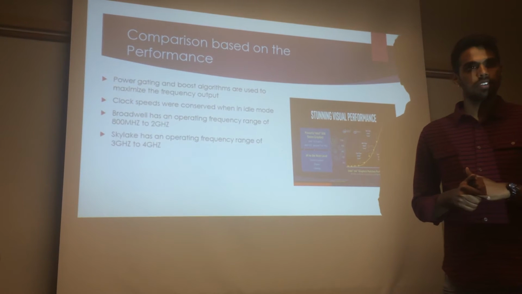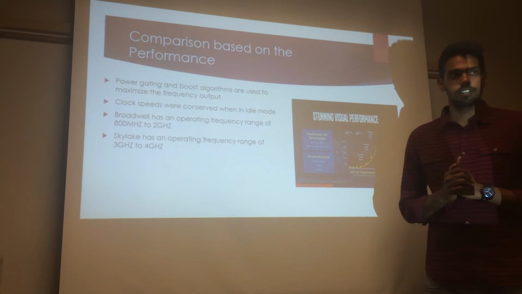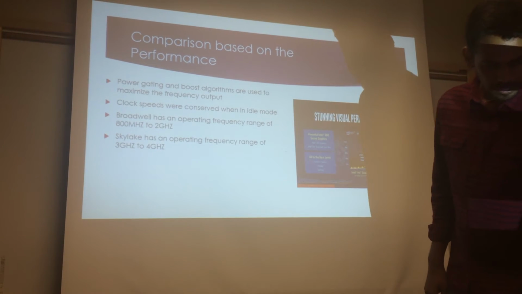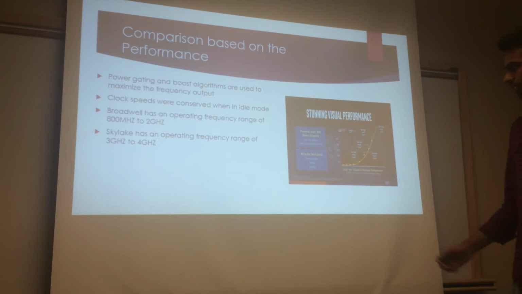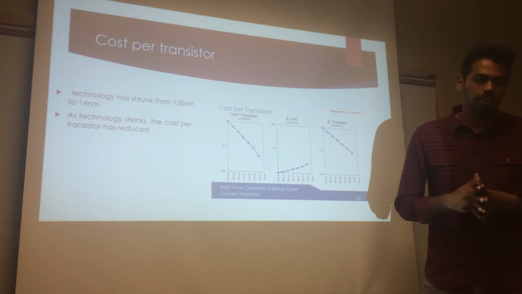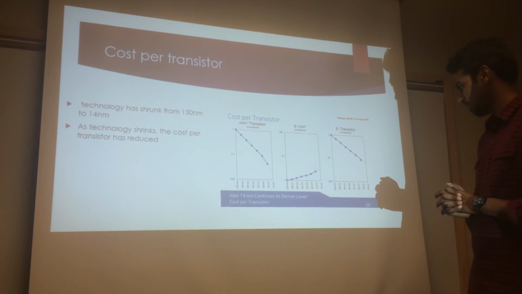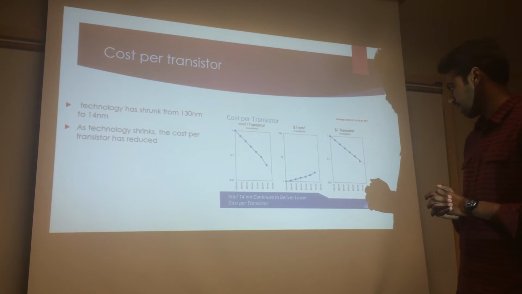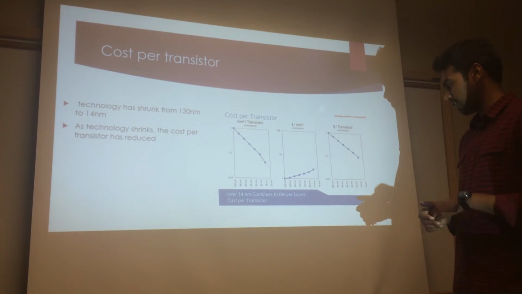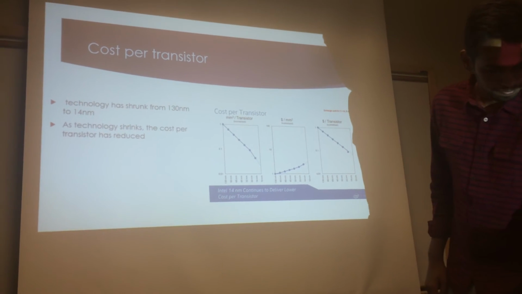And if you look at the numbers, Broadwell operates at 800 megahertz to 2 gigahertz, whereas Skylake operates at 3 gigahertz to 4 gigahertz. And the curve shows that as well. Now take a look at the cost per transistor. It can be seen from the figure that as the technology has improved, by which I mean the scaling has improved from 130 nanometer to 10 nanometer, the number of transistors which are integrated has improved, and hence the cost has been reduced.